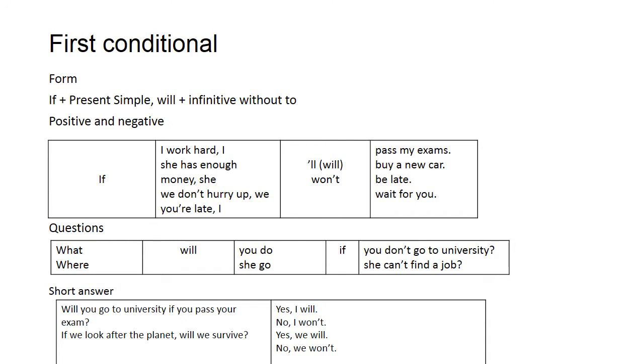Or if she has enough money, she will buy a new car. If she has enough money, she will buy a new car. Or if we don't hurry up, we will be late. If you are late, comma, I will wait for you.